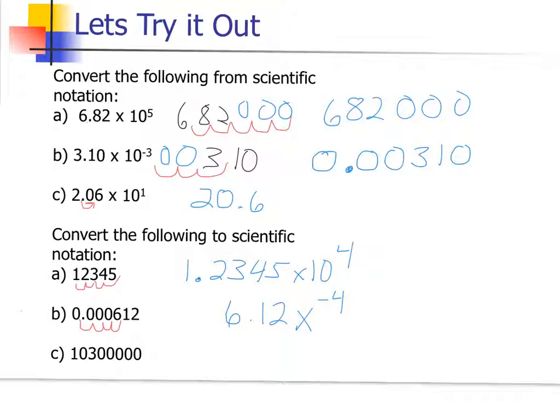And here I have a big number. Love to have this number in my bank account. 1, 2, 3, 4, 5, 6, 7. So I can go 1.03, and technically we should put these here. In some cases you'll see them, in some cases you won't. And times 10 to the 7th.